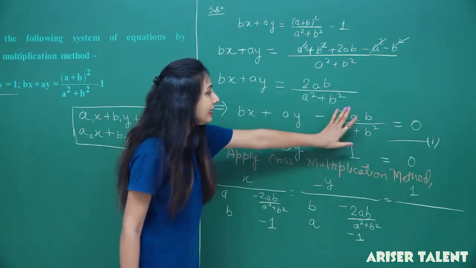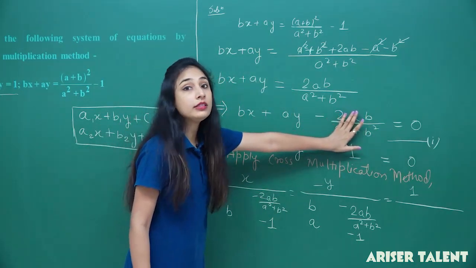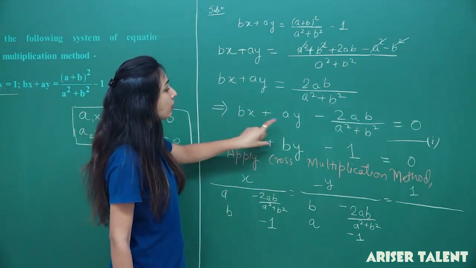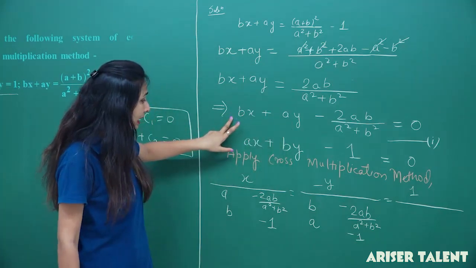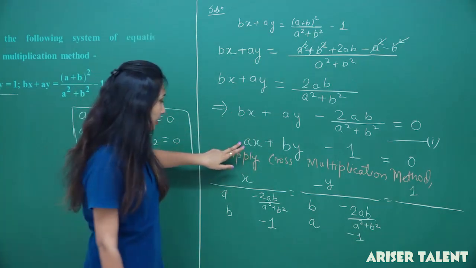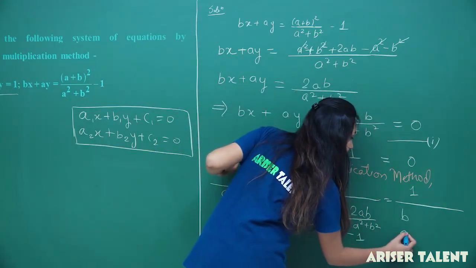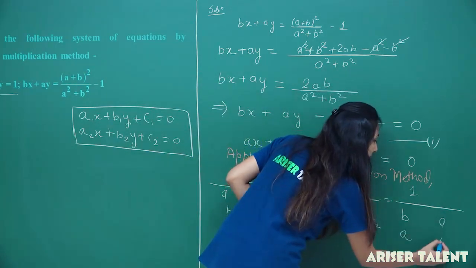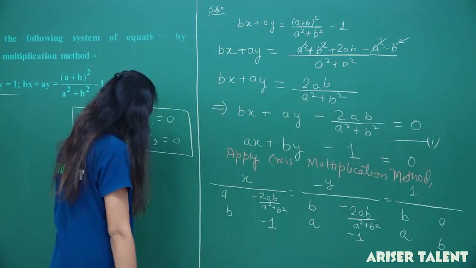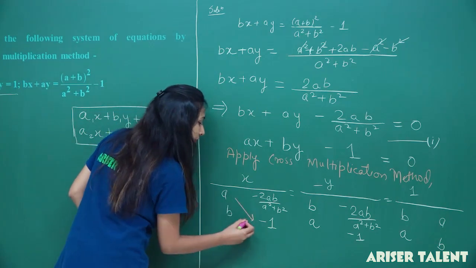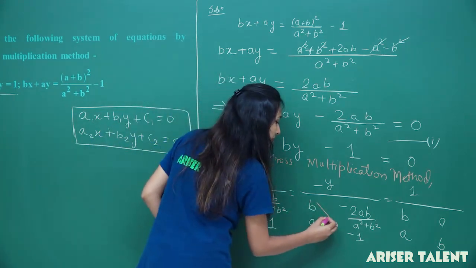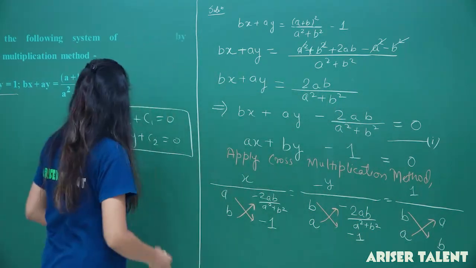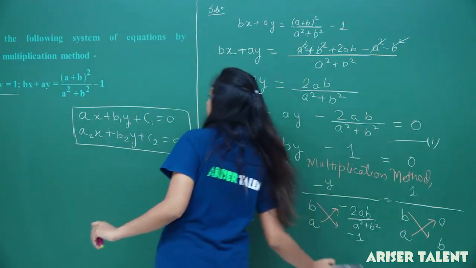Now for 1, I'll hide the constant terms here. I'll be remaining with the coefficients of x and y. So that will be b and a here, and here it will be a and b. Now what is cross multiplication? Okay, so can I just rub this portion?